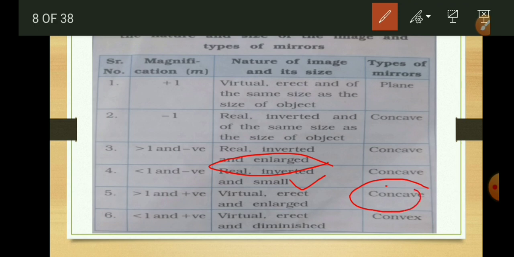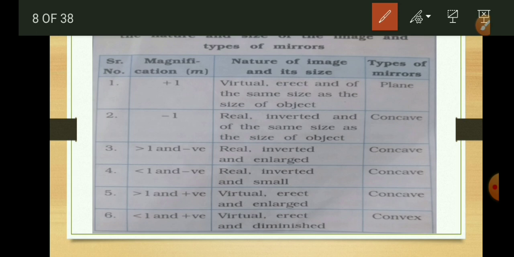Now see, in case of a concave mirror, only once do we obtain a virtual and erect image, that is when the object is placed between pole and focus. At that time only we obtain a virtual and erect image, but that image is enlarged. And in case of a convex mirror, we always obtain a virtual, erect and diminished image. So if the value of magnification is greater than 1 and positive, that means it is a concave mirror, and the image is virtual, erect and enlarged.